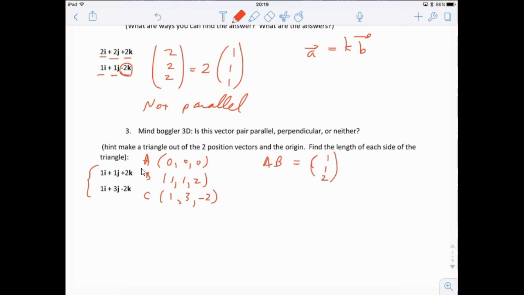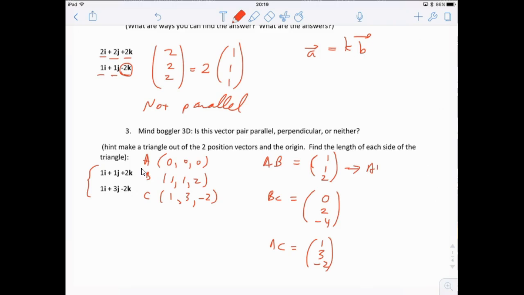We know that BC can be, we're going to do C minus B. So 1 minus 1 is 0, 3 minus 1 is 2, and negative 2 minus 2 is negative 4, so that's BC. And then finally, we have AC, which is 1, 3, negative 2. Okay? And then we just need to find the lengths of each one of these.